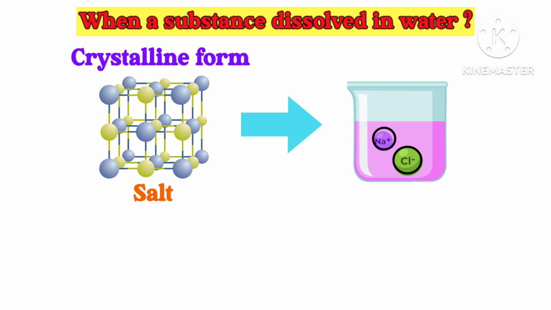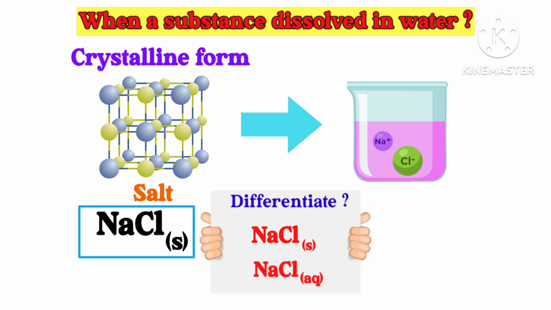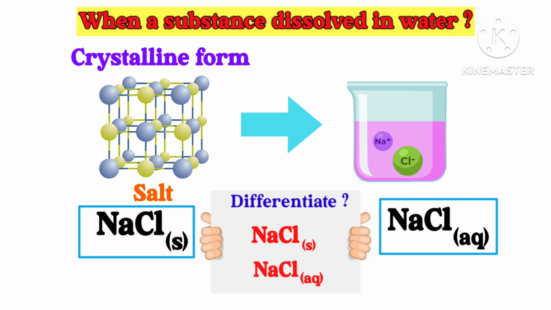Now let me ask you, can you differentiate NaCl and NaCl(aq)? The answer is yes, you can. NaCl means that salt, sodium chloride, is present in solid or crystalline form, while NaCl(aq) means that salt, sodium chloride, is dissociated into sodium and chlorine ions in the water.